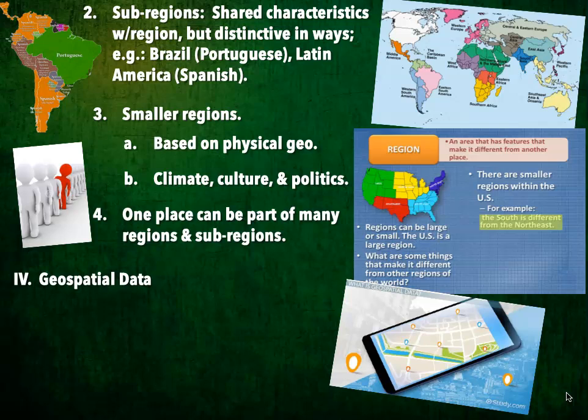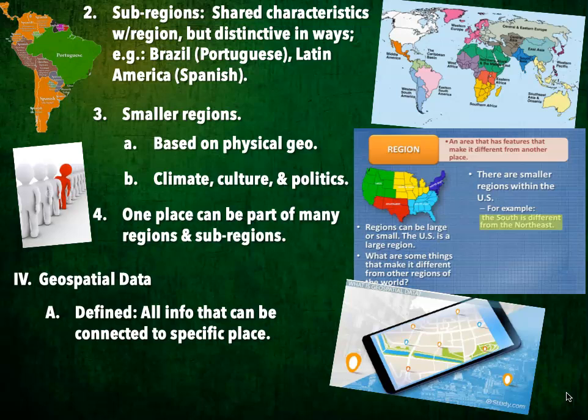Okay. All right. And that brings us to, I think, our last section. I'm just going to take you through a fairly quick march through this, and that is geospatial data. I'll give you a definition, okay? It's information that can be connected to a specific place.